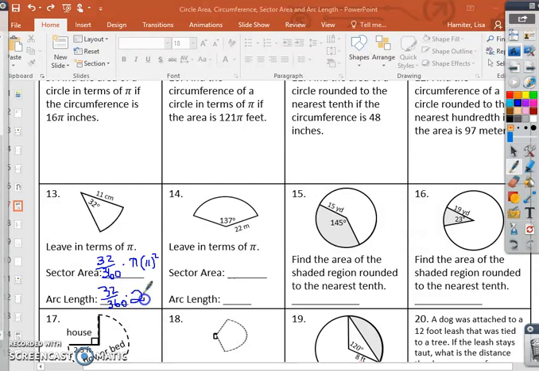For the arc length, you'll do 32 over 360 times 2 pi 11. Again, don't type the pi in. So type in 32 over 360 times 2 times 11. Leave the pi alone, okay? And whatever that decimal is, put it here, stick the pi on the answer.